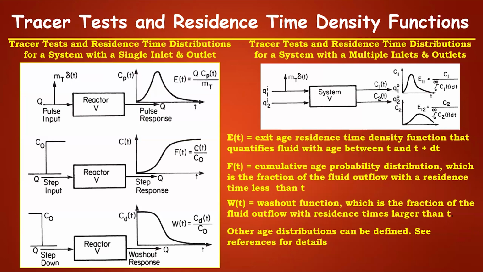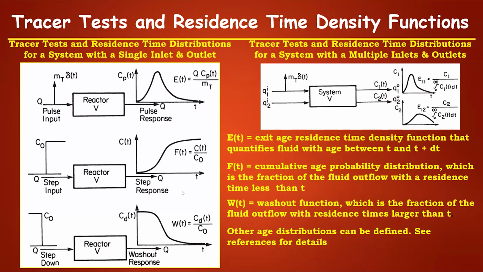Now, as I mentioned earlier, P.V. Danckwerts laid the foundation for different types of age distribution functions, and we can see what those are. We have the X-age distribution, which quantifies the fluid with ages between T and T plus dt, and an illustration of that is shown here on the figure on the upper left. We have the cumulative age distribution.